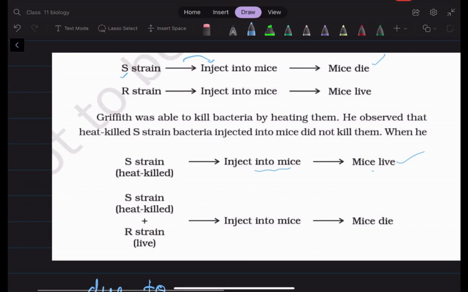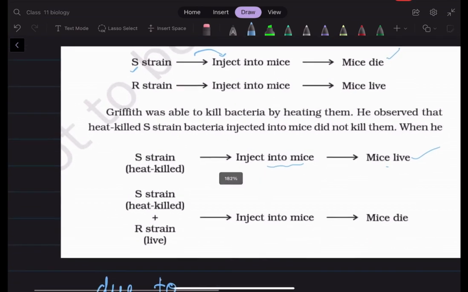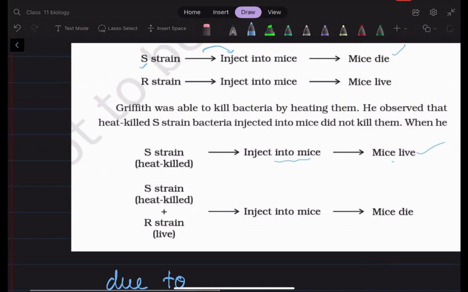But next time, he took heat killed S strain bacteria and live R strain bacteria, and he injected both of them into a living mouse. Then he noticed that the mouse still died. So the only possible explanation for this is that something from the heat killed S strain transferred to the R strain, which made it convert to an S strain.